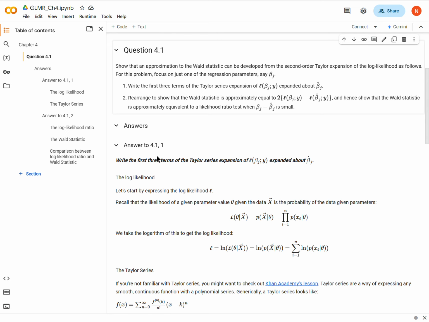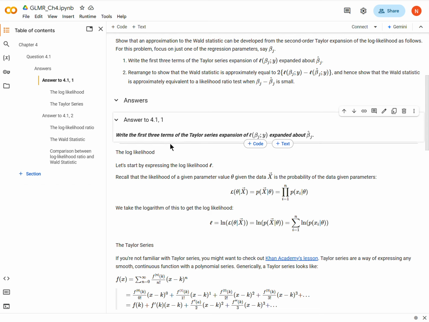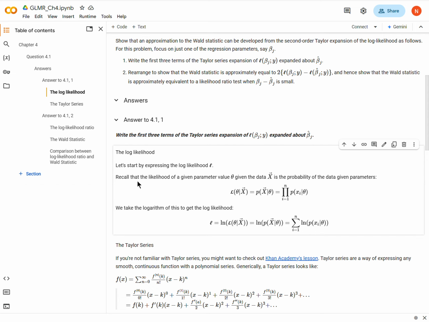Okay, so for the first one here, we're going to write the first 3 terms of the Taylor series expansion, expanded about beta hat. So first let's look at the log likelihood. We can express the likelihood like this, which is just the probability of the data, which I'm representing here, given the parameters. Here I'm using theta for generic parameters, but the parameters that we're dealing with are betas, but I'm just using theta as a generic placeholder.